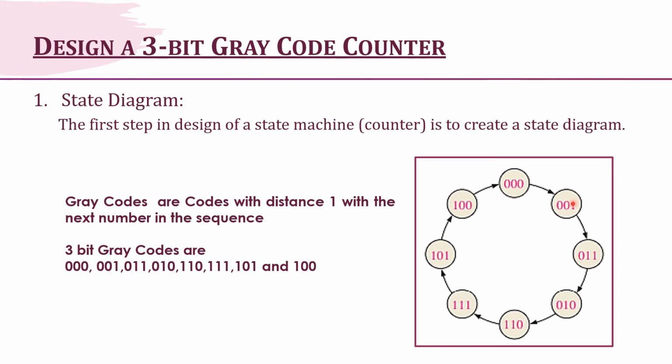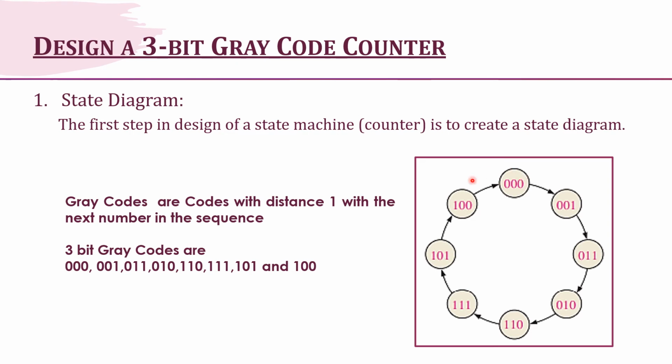Then when we look into 001 to 011, here also only one bit is changing its state. The middle bit is changing its state. Both the other bits remain in the same state. So this is in the gray code. Then the next one, 011, changes to 010. Only the LSB is changing its bit. Then from 010 it moves to 110, 111, 101, 100 and finally back to the 000 state.